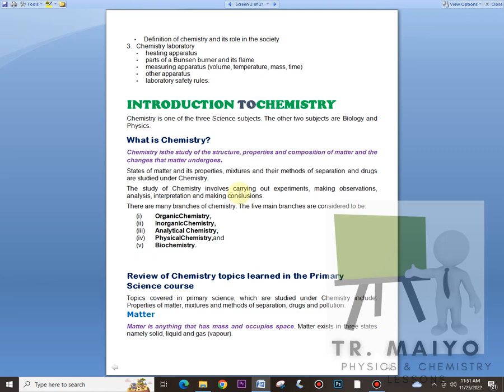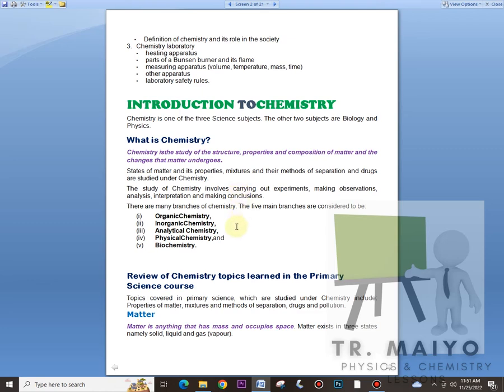States of matter and its properties, mixtures, and the methods of separation and drugs are studied in this particular subject called chemistry. The study of chemistry involves carrying out problems, making observations, analysis, interpretation, and making conclusions. You will enjoy this topic. Yeah, it's not just a matter of learning. You go to the lab, you will enjoy this. All sciences are meant to be enjoyed.